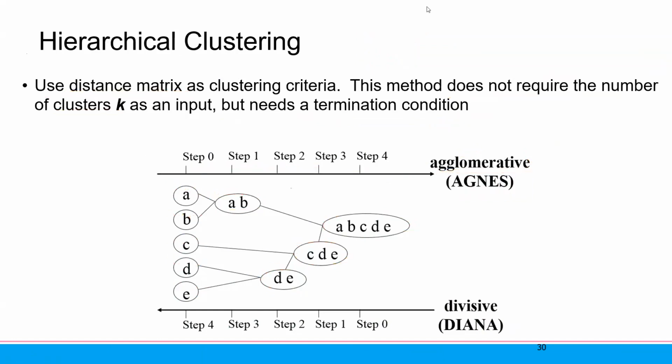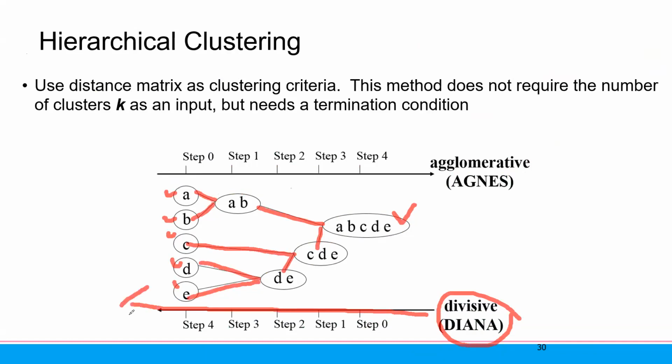The other way is divisive, or diana. In divisive, first we make all the data in one group, and then we measure the distance. If the distance is big, then split it. If we can split, then split it, until we create the individual data like this. So the steps are reversed.